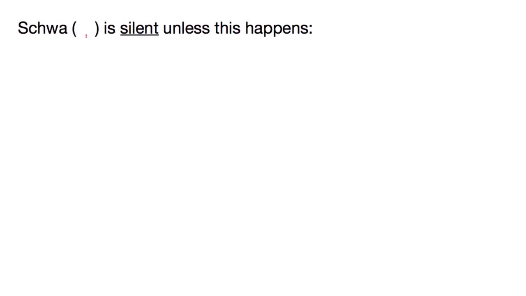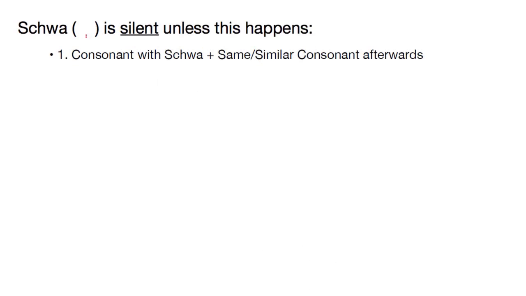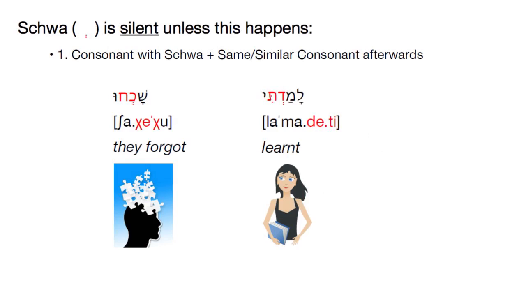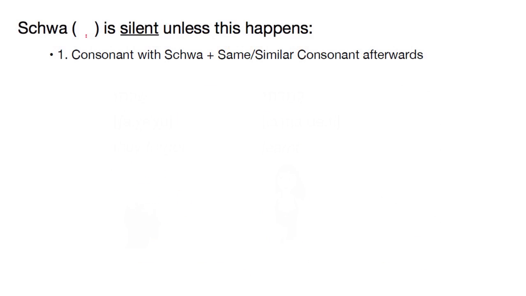This vowel looks like 2 dots arranged vertically, and it's silent except when your word falls into one of 4 categories. Category 1, you have a letter with a schwa under it, and the next letter either has the same sound or a similar sound, as in shachechu, or lamadeti. In those cases, the schwa makes an eh sound to separate the 2 similar sounding letters.